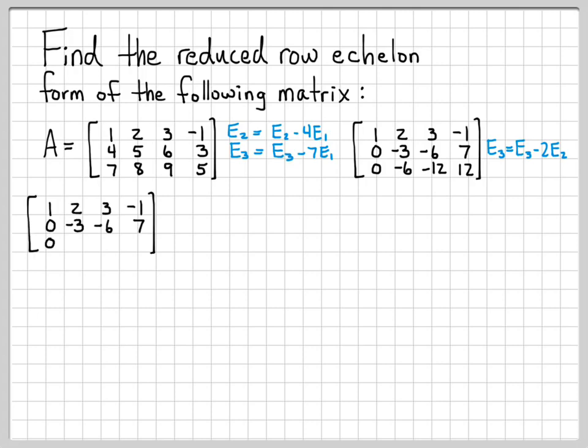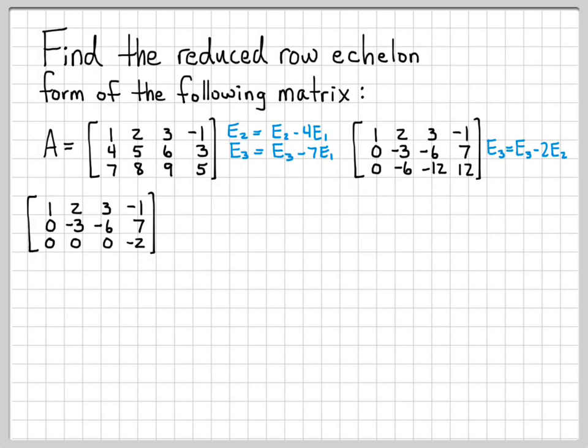I keep a 0 there, and then I'll have a negative 6 minus a negative 3 times 2, which gives me a 0. Then a negative 12 minus a negative 2 times a negative 6 gives me 0 there as well. And then I get a negative 2 here when I do 12 minus 7 times 2. It's 12 minus 14, which is a negative 2. Okay, so we're getting there.